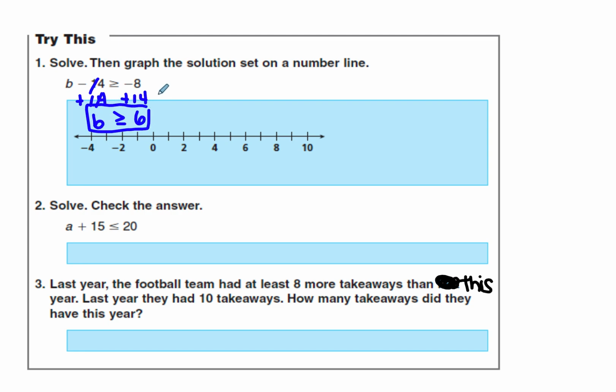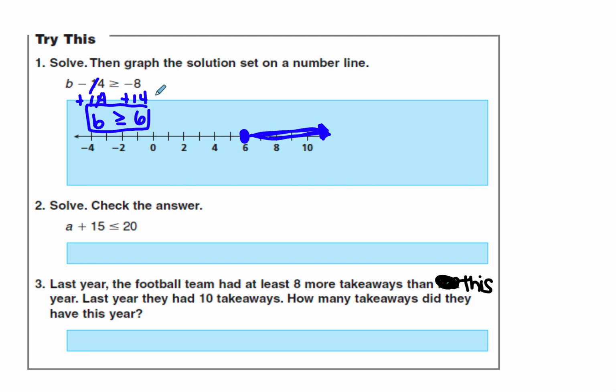And then I need to put my number on my number line. So closed circle on the 6, and then it is going to be shaded to the right. Don't forget to put that arrow on the end. If I took any of the numbers on the side, say 10, and put it in, it would be true. 10 is greater than or equal to 6.